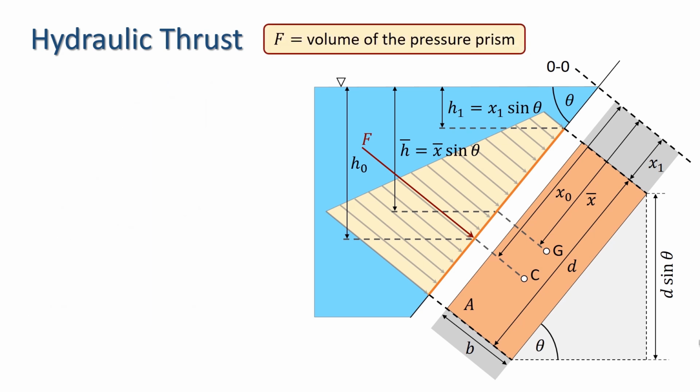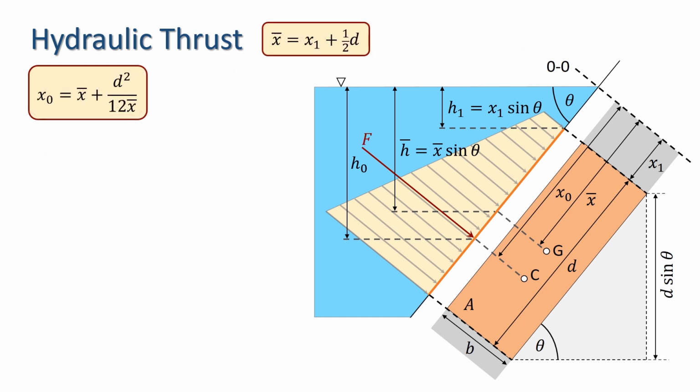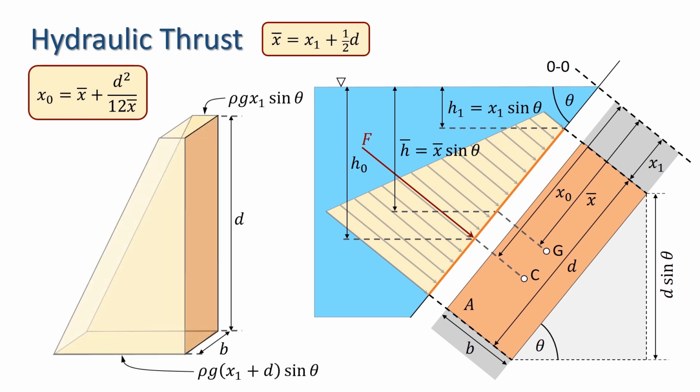Now let's look at the centre of pressure. The direct formula tells us that x0 equals x bar plus Ig over A x bar, where Ig is the second moment of area of A about its centre of gravity. For a rectangle of width b and height d, this is B D cubed over 12. The area of the rectangular surface is BD, so we have x bar plus d squared over 12 x bar. Let's go back to our pressure prism. What we will see is that the line of action of the hydraulic thrust goes through the centre of gravity of the pressure prism.